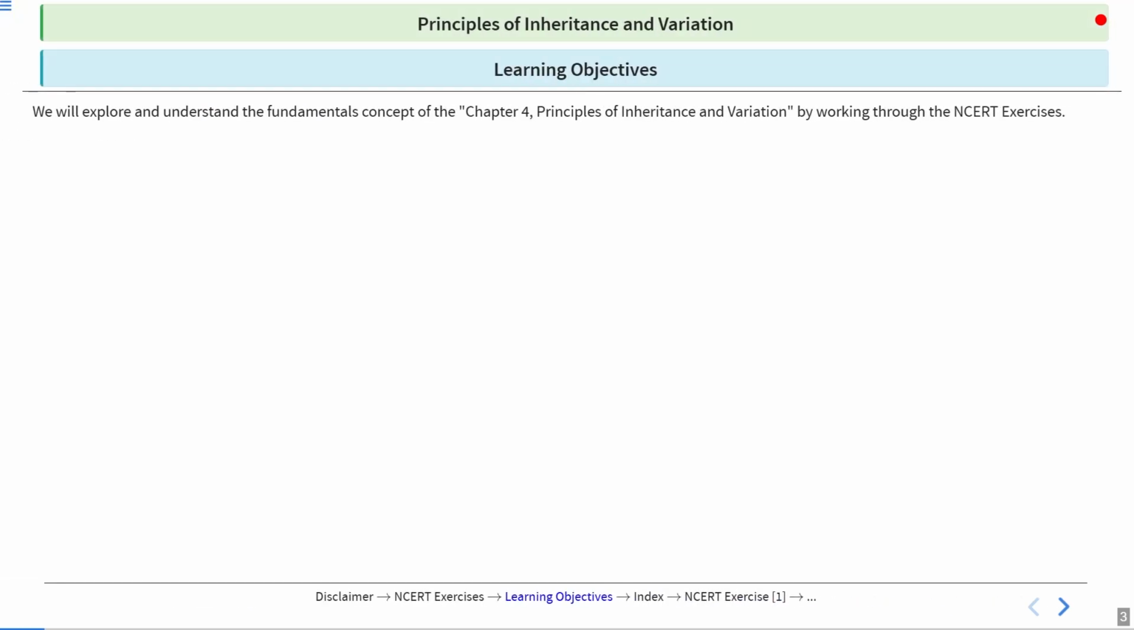So what are the objectives of today's session? We will explore and understand the fundamental concepts of the chapter Principle of Inheritance and Variation. This is chapter 4 of the NCERT textbook. We will work through the NCERT exercises. These exercises are based on some concepts, and we will understand these concepts by discussing the exercises. I'll be telling you on which concept the questions are based. Clear?